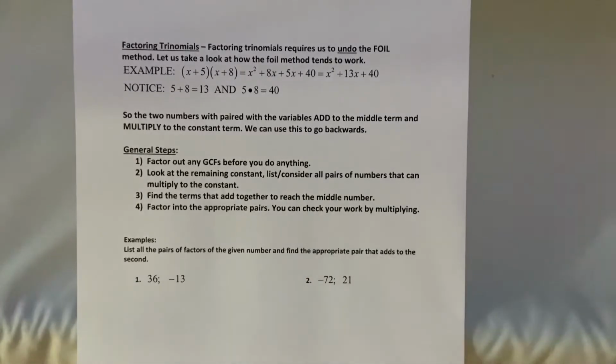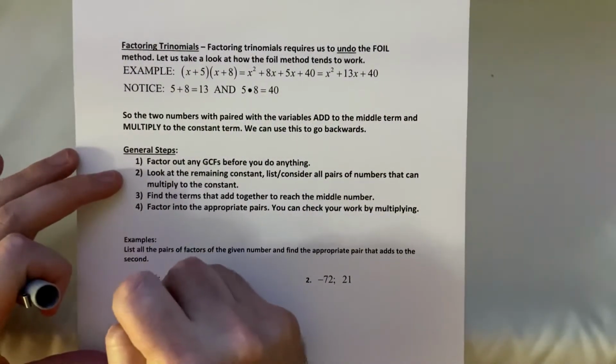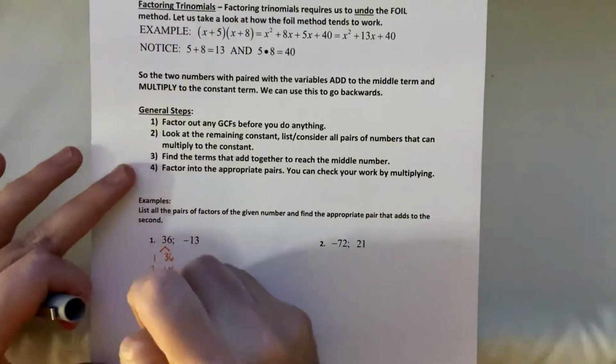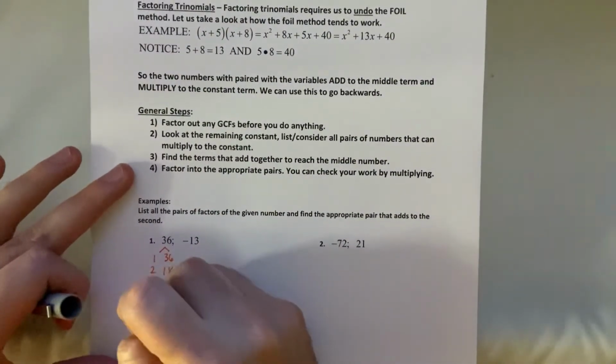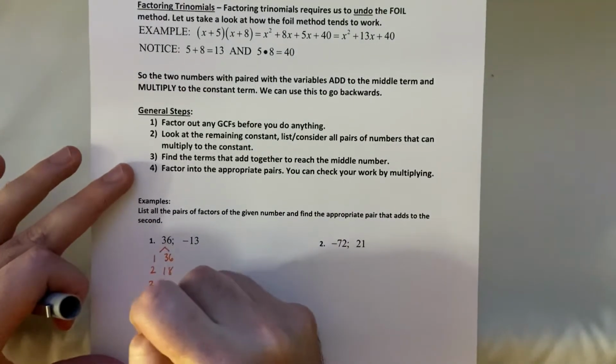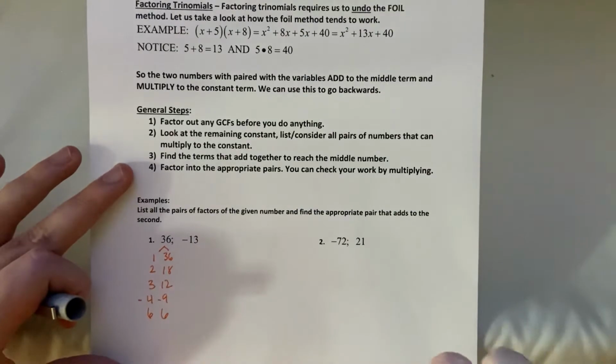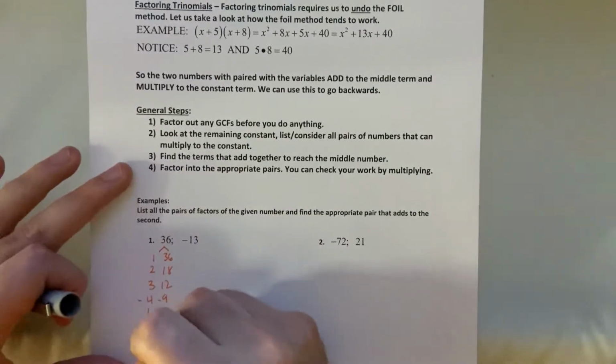List the pairs of 36 that add to negative 13. Now, one thing to note, if two numbers multiply to a positive but add to a negative, they must both be negative. So we've got 1 and 36, 2 and 18, 3 and 12, 4 and 9, and then 6 and 6. Now, if they're both negative, which ones add to 13? Negative 4 and negative 9.